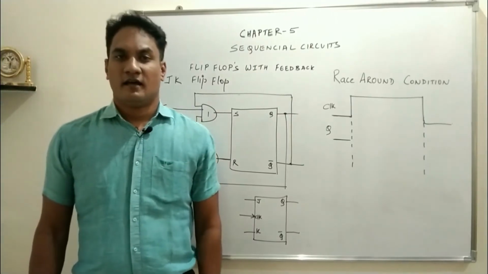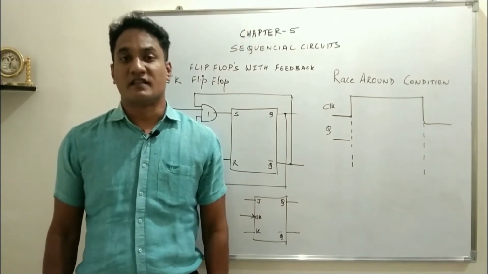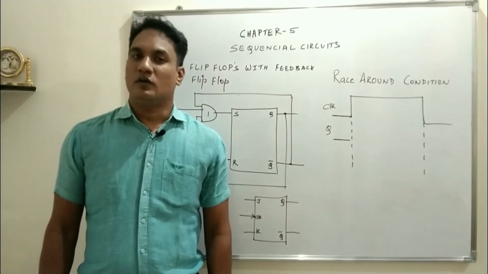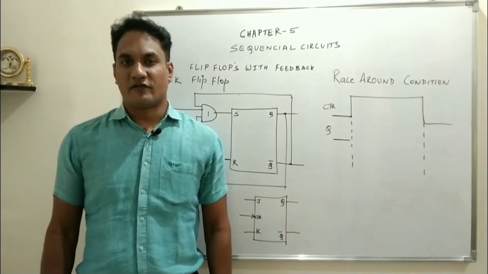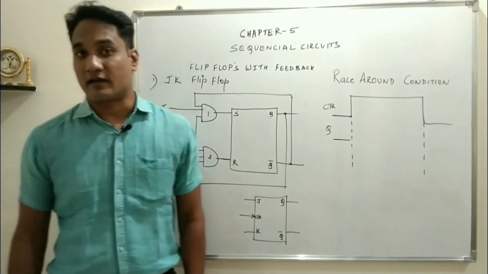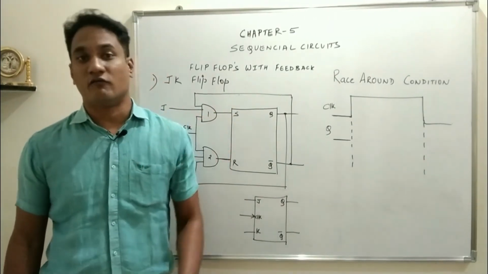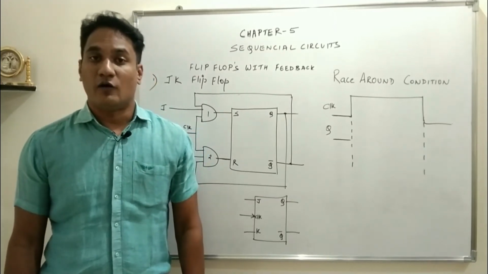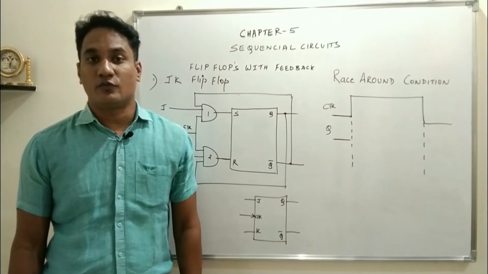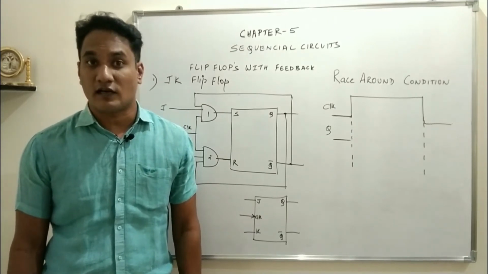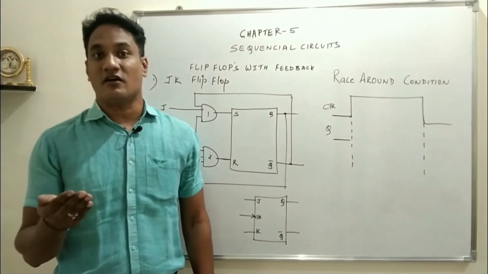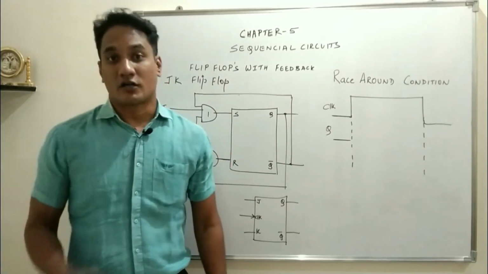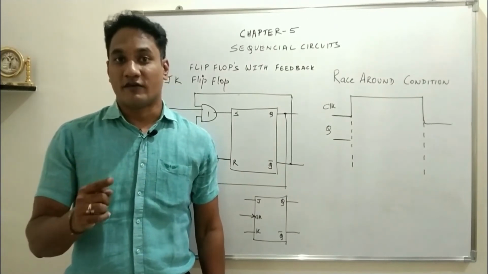Next is race around condition. This is nothing but a disadvantage of JK flip-flop. Now clearly we understood that JK flip-flops are flip-flops with feedback, and we compared it with the working of clocked RS flip-flop. In clocked RS flip-flop, when both the inputs are 1, the output is in forbidden state. It is a not allowed condition. But what is the advantage of giving a feedback? Giving a feedback, the output now toggles. When both the inputs are 1, the output toggles.